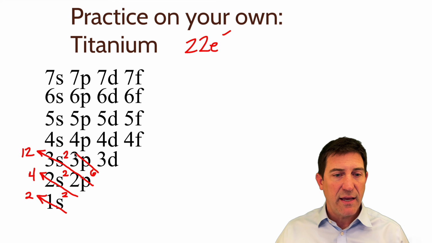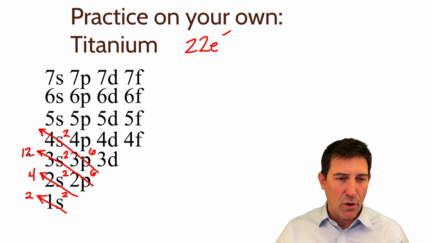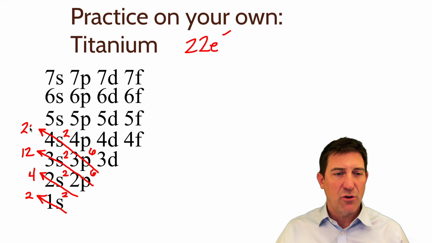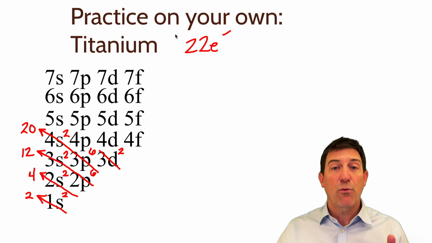I keep going and I get the 3p and the 4s filled up because this could hold 6 and this could hold 2. That was 8 more. I've already used 12. That's a total of 20. I only have 2 left in my bucket. Where are they going to go? Down here to the 3d, and 2 electrons will live there. Now I've used up all 22.